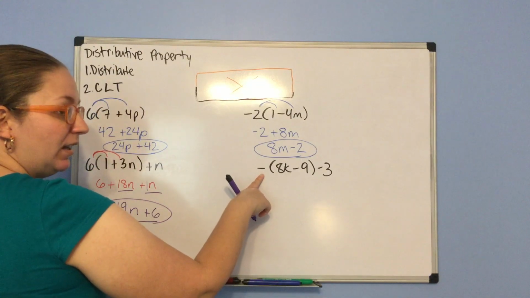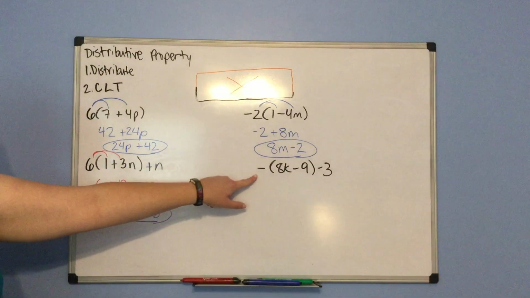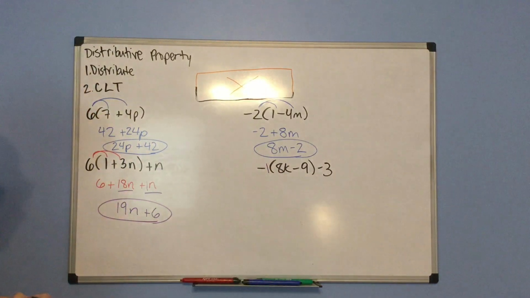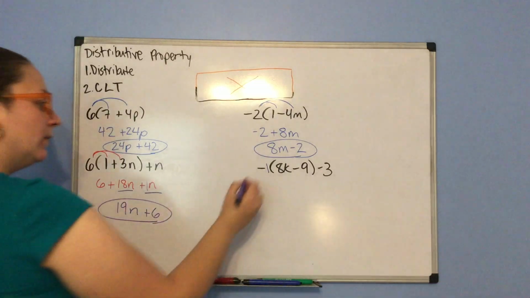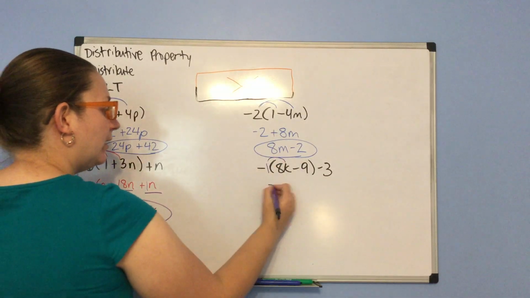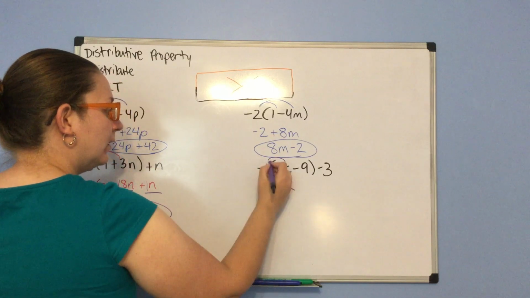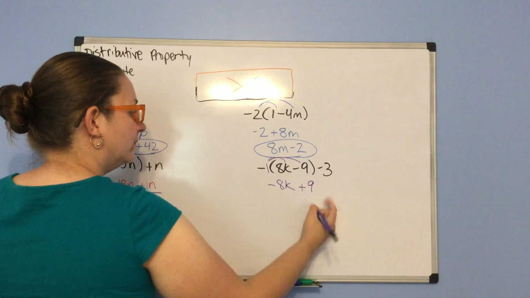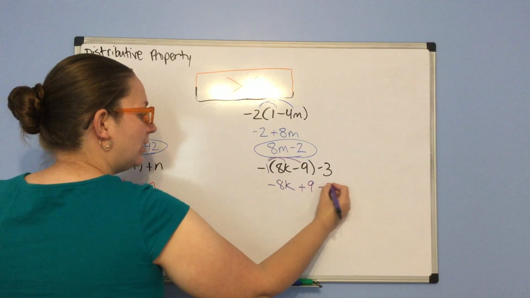Sometimes you might have just a negative in front. Just a negative in front is the same as multiplying by negative 1. It might be helpful to write that 1 in. Now let's distribute it. Negative 1 times 8k is negative 8k. Negative 1 times negative 9 is positive 9. Remember, this minus 3 doesn't change, so just bring it along.